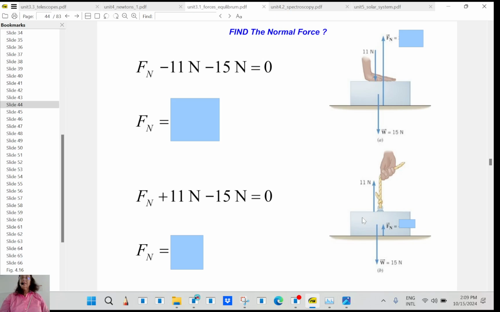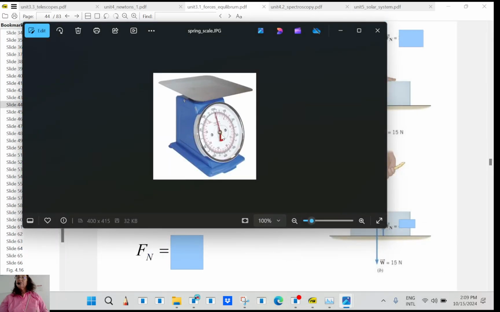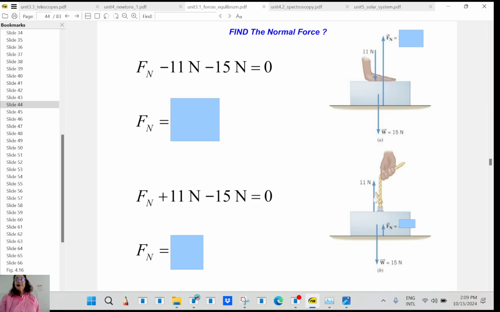It's reacting, right? So you can imagine here, inside those devices, you have like a spring. And as you squeeze the spring, it's going to push back, right? So in this case here, it doesn't feel the 15 Newton down because at the same time the block is lifted. So it doesn't feel the same push. It's going to feel 15 minus 11, so it's going to feel 4 Newton down, so it's going to push back with 4 Newton up. Is that clear? So that's the normal force.